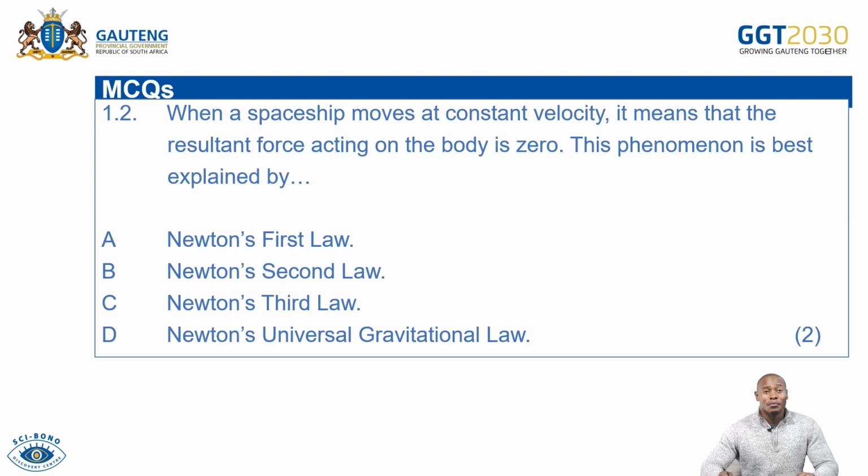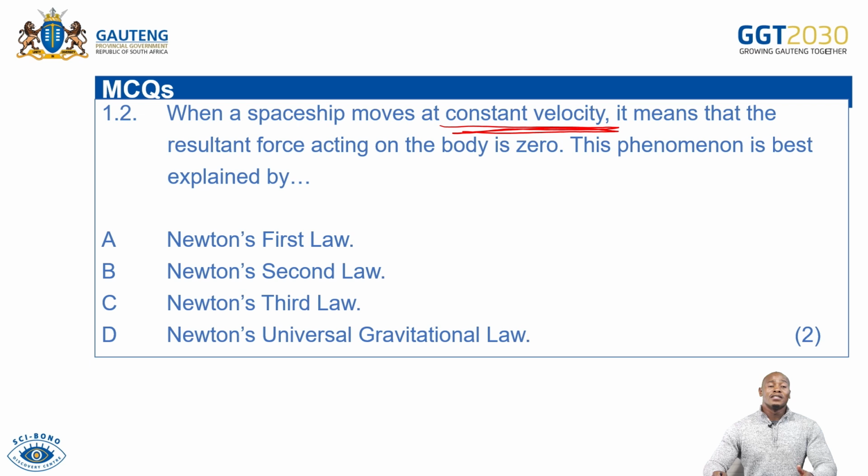Right. Let's look at 1.2. When a spaceship moves at a constant velocity, you need to underline the key words. So constant velocity. It means that the resultant force acting on the body is 0, right? This phenomenon is best explained by, is it Newton's first law, Newton's second law, Newton's third law, or Newton's law of universal gravitation, right?